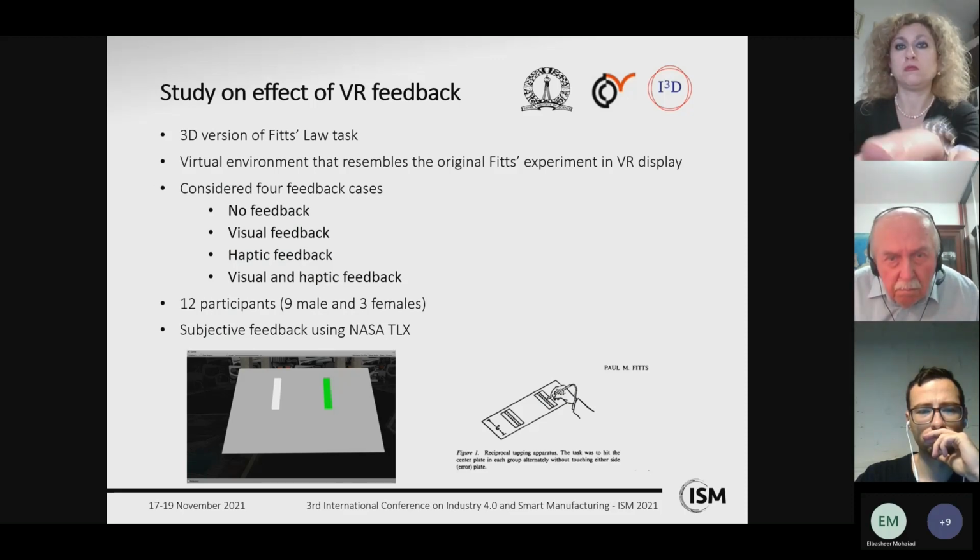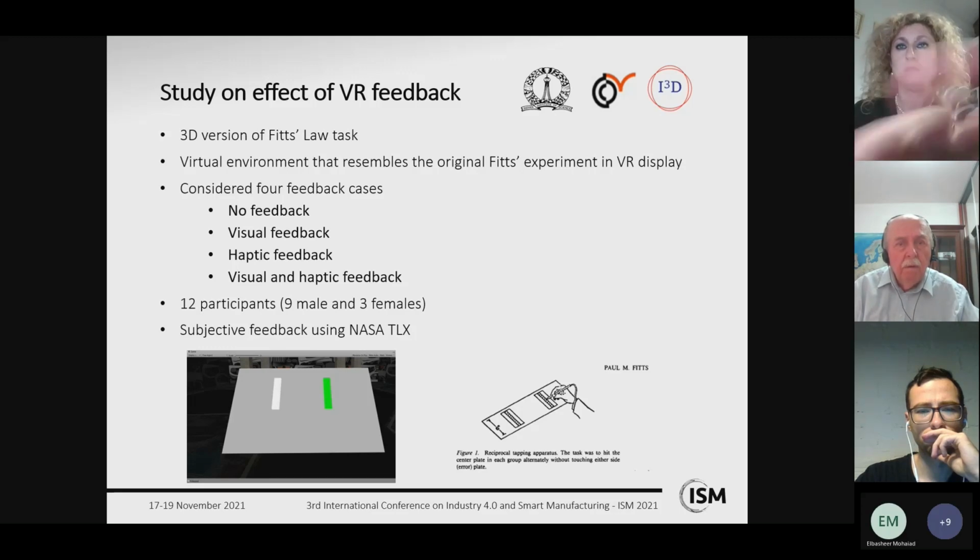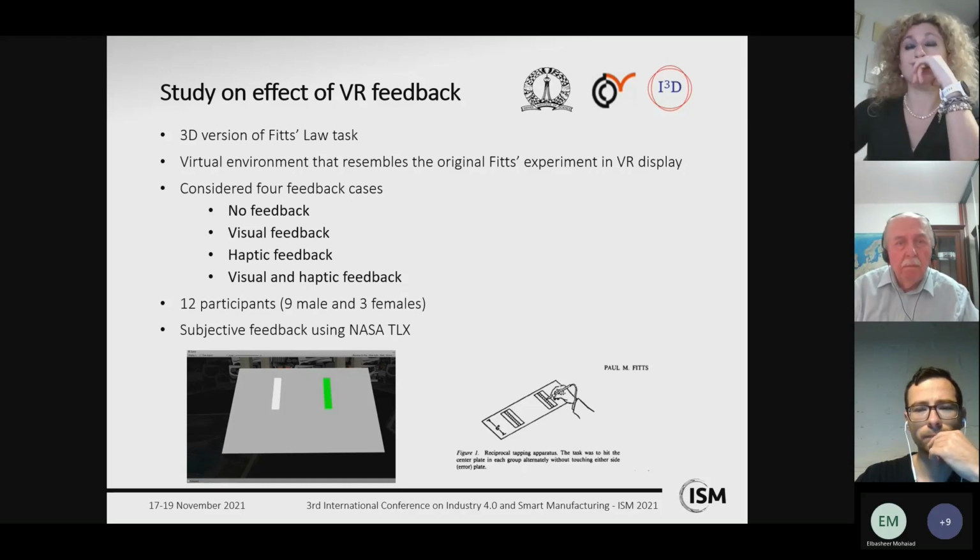And again, to study the effect of VR, because while participants were undertaking the task, they had to do a lot of selection tasks and again deselection tasks. So we have to understand the effect of interaction in VR. So what we did, we studied the effect of feedback on VR display. We designed a study inspired by the experiment reported by Fitts, famously called Fitts' law. So we designed a virtual environment that resembles the original Fitts experiment in VR display.